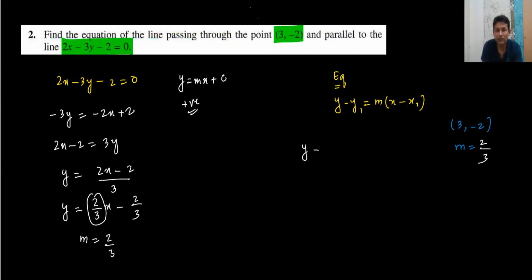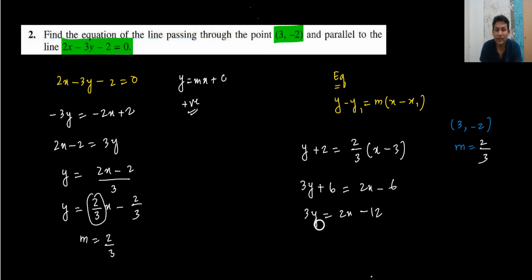is equal to 2 upon 3 times x minus 3. So we can arrange this: the 3 will go with 3y, and plus 3 times 2 is 6, is equal to 2x minus 6, and then you can write 3y is equal to 2x minus 12. There is no need to write this equation in y equals mx plus c form. This is also okay. There is no problem, and you can write it.